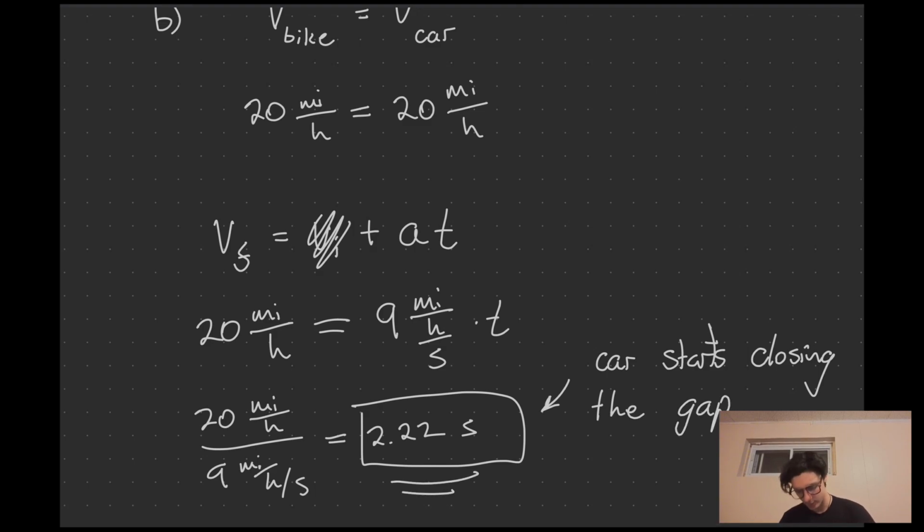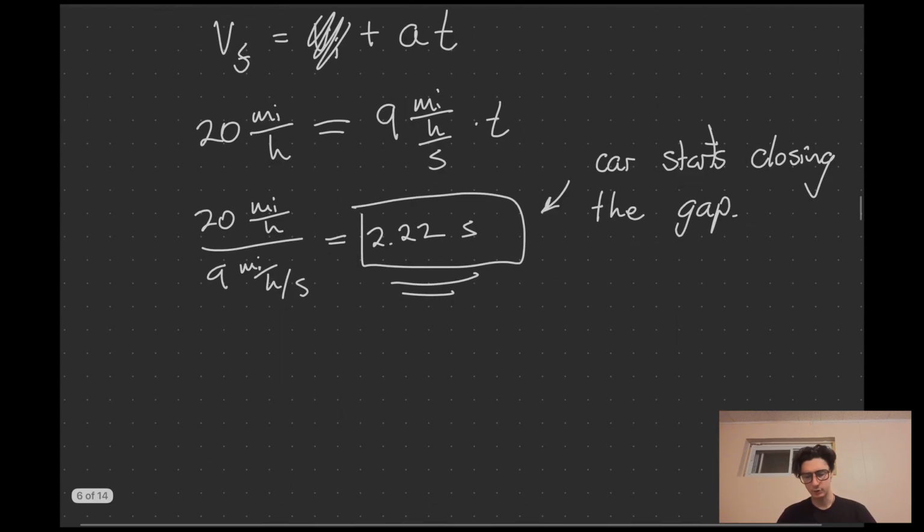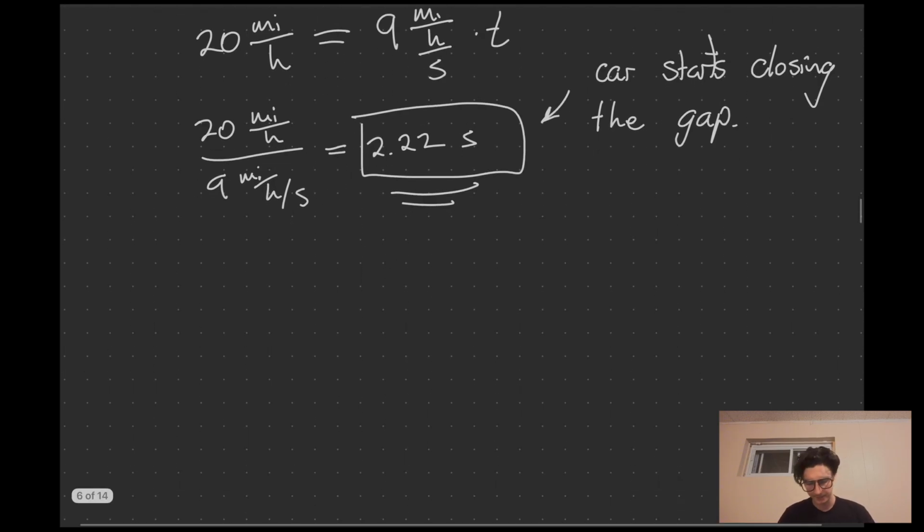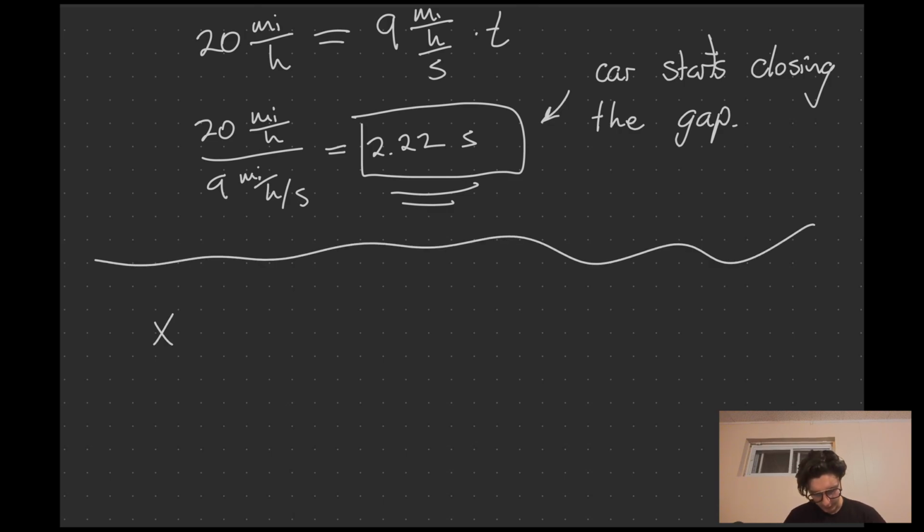And at this moment in time, the bike has the biggest lead on the car that it's ever possibly going to get. Every following moment in time, the bike is going to get closer and closer to the car, or the car is going to get closer and closer to the bike. So what we can do is find the position of the bike at this moment in time and the position of the car at this moment in time. Let's find the position of the car first, because I think it's easier.